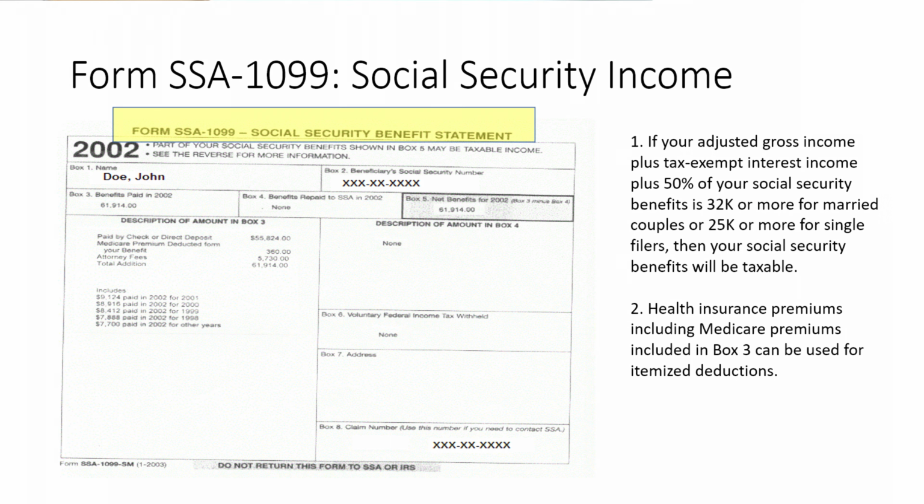The important thing here to note is that if your AGI, or adjusted gross income, plus tax-exempt interest income, plus 50% of your Social Security benefits is $32,000 or more for married filers, or $25,000 or more for single filers, then your Social Security benefits will be taxable.